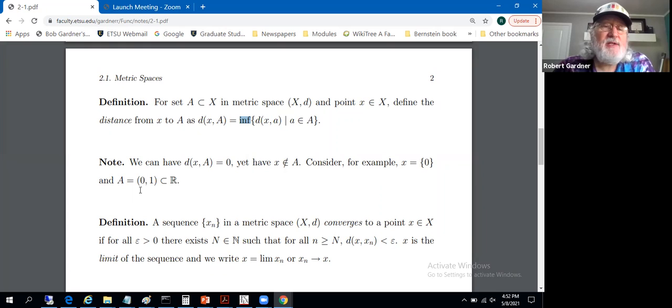Take x to be the point 0 and A to be the open interval from 0 to 1 in the real numbers. And those are disjoint, or I should say the set A doesn't contain element x, yet the distance is still 0. That distance isn't attained. If I take x equals 0 and any a in this interval from 0 to 1, the distance between them will not equal 0, but the infimum will.